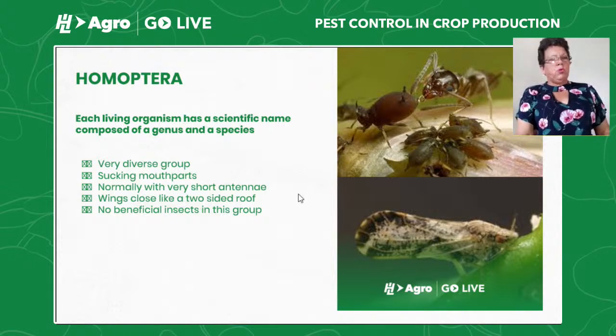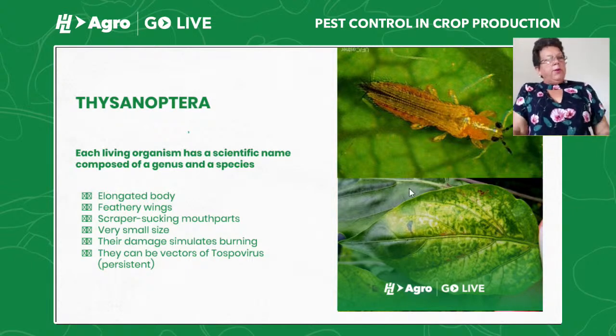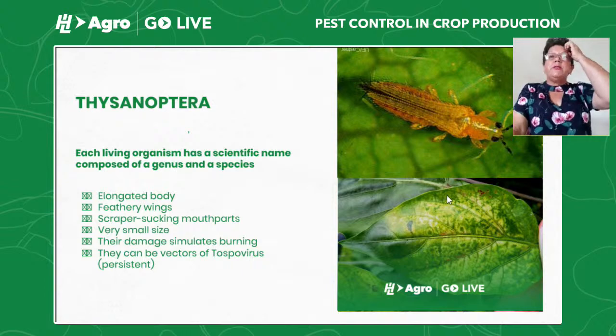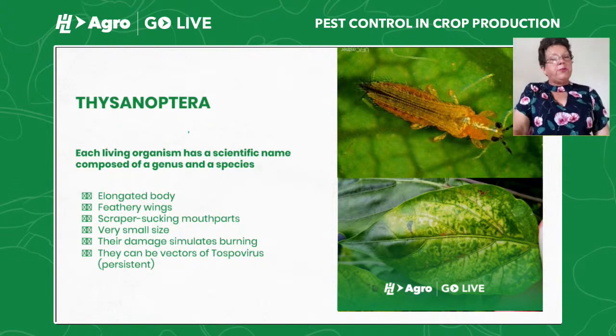We're going to the next group, Thysanoptera, which are thrips. They have an elongated body, feathery wings. They have rasping-sucking mouthparts. They are very small in size. Their damage simulates burning. They're very common during dry season, not so much during rainy season. They almost disappear during rainy season. And they can be very important vectors of tospoviruses. Tospoviruses are persistent viruses transmitted by thrips. They're very important now in the Caribbean and in Central America as well.